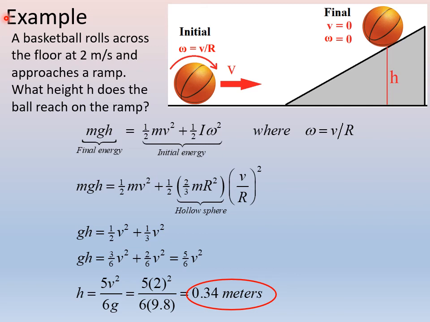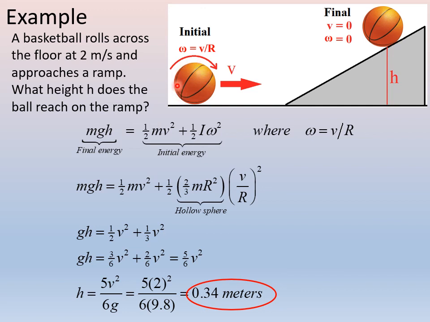So here's our final example on conservation of energy and our final example from this chapter. A basketball rolls across the floor at 2 meters per second and approaches a ramp. What height h does the ball reach on the ramp? So this is another good problem for conservation of energy.